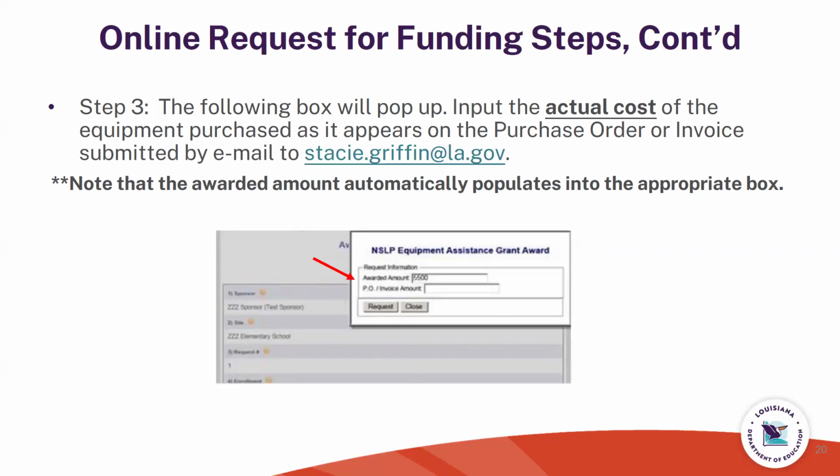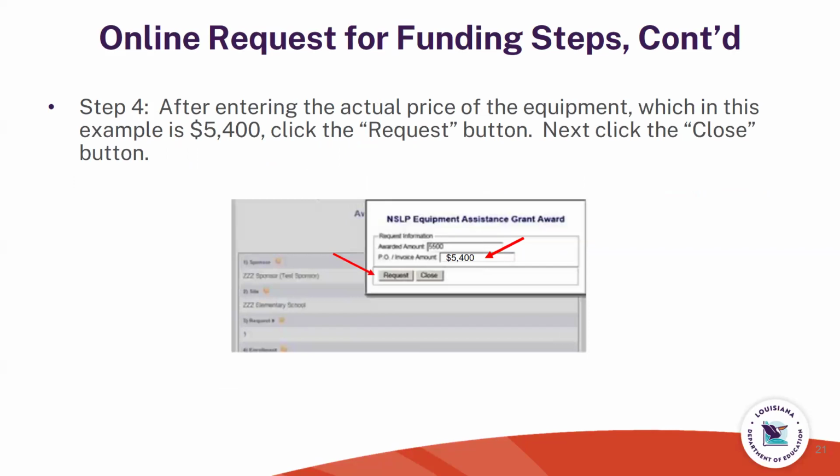And you're going to submit that again to stacy.griffin@la.gov. Note that the awarded amount automatically populates into the appropriate box. So basically, all you're going to put in this box is the actual purchase order or invoice amount. And then you're going to click on request. After entering the actual price, you're going to hit request and then click the close button.